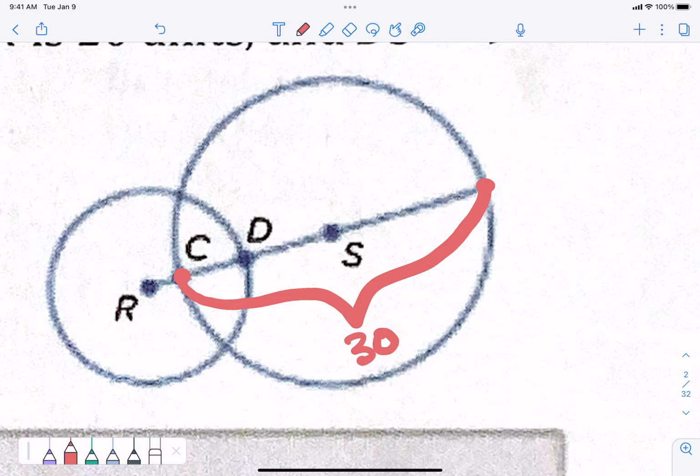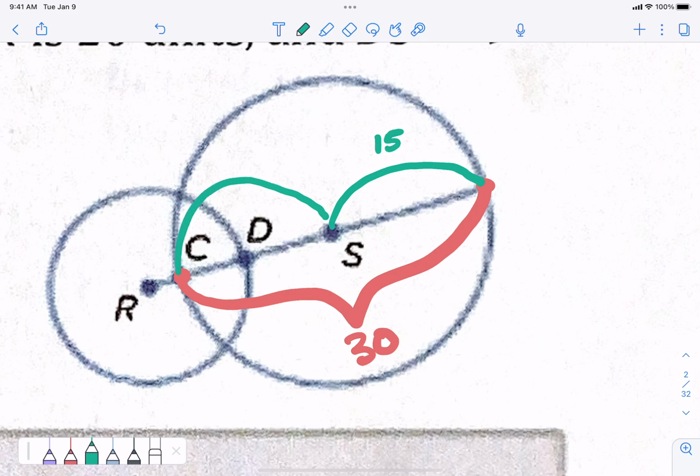Okay, that's 30. Now, if that is 30, I'm also going to label this, and say from here to here is 15, and from here to here is 15. This gets kind of messy when we're labeling. Do you see why we have 15 and 15? Those are the radius lengths.